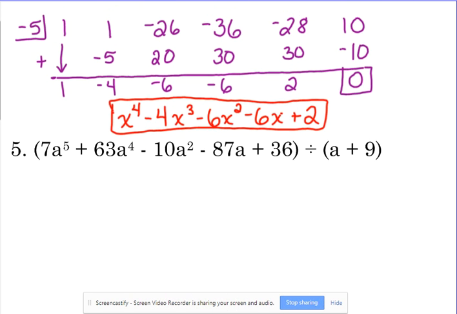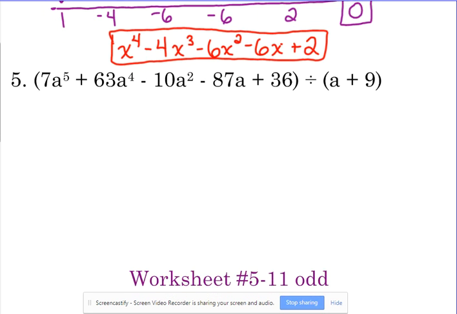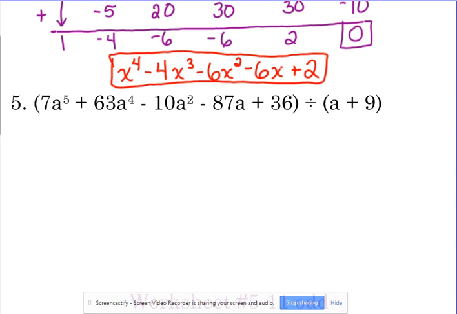All right, last one, and then I'm going to let y'all practice for a minute or a few minutes. Okay, number 5, what goes on the shelf? Negative 9. Okay, so a to the 5th has a coefficient of 7. A to the 4th has a coefficient of 63. A cubed is missing. If you don't put that 0 in its place, it will mess up everything after that step. So a squared is negative 10, a is negative 87, and the constant is 36.